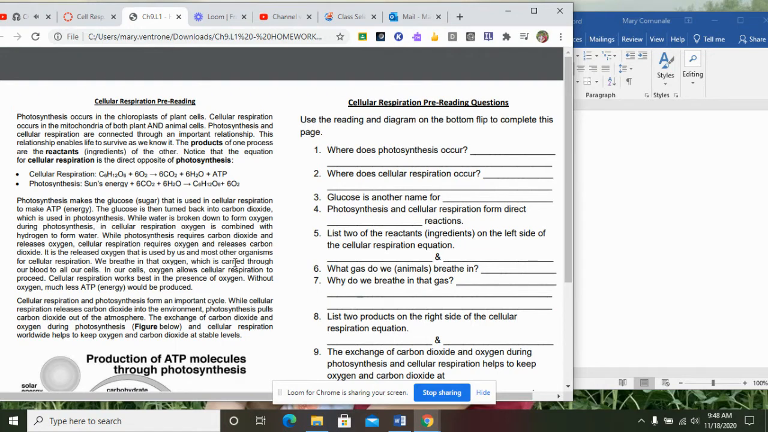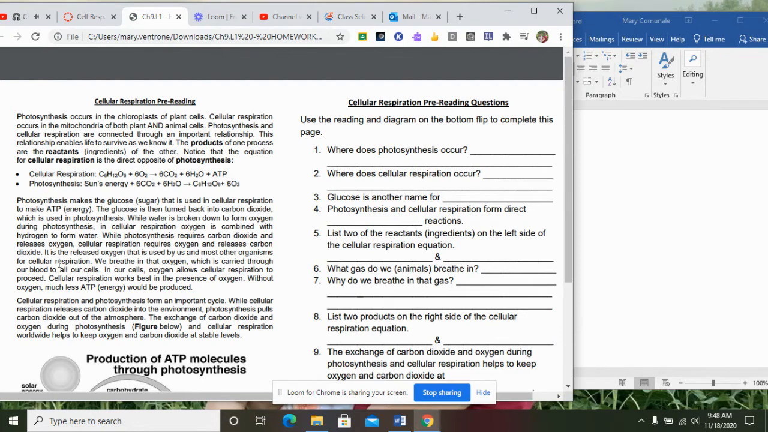But we can continue on reading anyhow to make sure that it is in there. Glucose is then turned back into carbon dioxide, which is used in photosynthesis. While water is broken down to form oxygen during photosynthesis, in cellular respiration, oxygen is combined with hydrogen to form water. While photosynthesis requires carbon dioxide and releases oxygen, cellular respiration requires oxygen and releases carbon dioxide. It is the released oxygen that is used by us and most other organisms for cellular respiration. Here it is. We breathe in that oxygen. Okay. Why do we breathe in that gas?